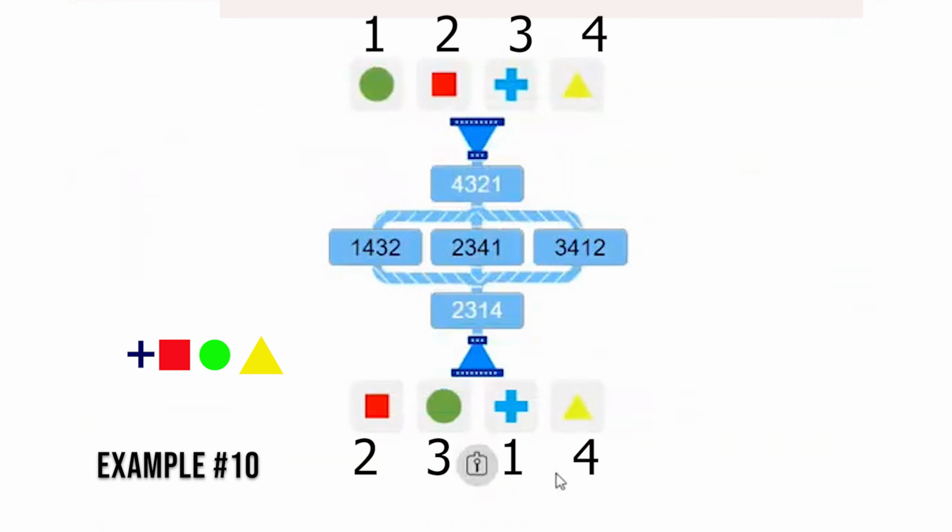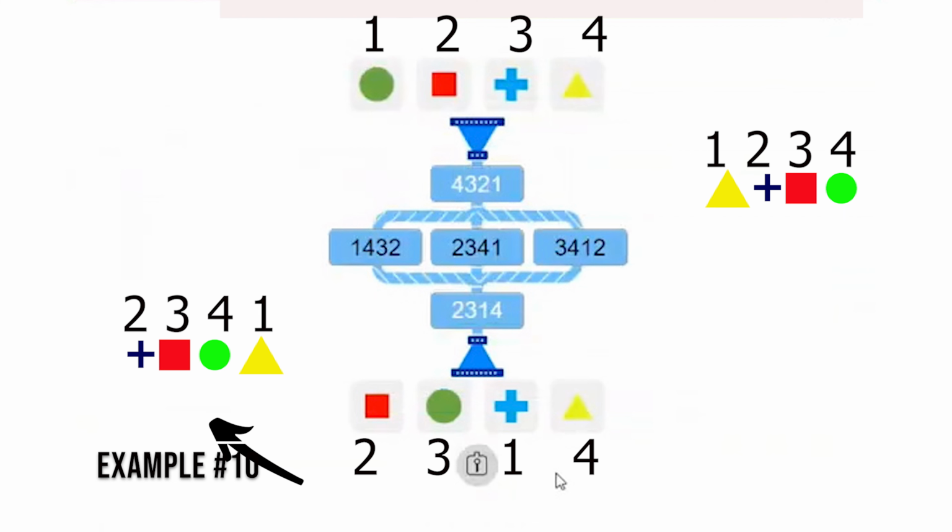Now rearrange them in the order that is in the first branch, 4, 3, 2, 1. So triangle comes first, then comes plus, then comes square, then comes circle. Assign them numbers again in the numeric order, 1, 2, 3, 4. Now the numbers that you've assigned to this row that you drew, assign the same numbers to the row that we drew from the bottom. So plus gets 2, square gets 3, circle is 4, triangle is 1. So 2, 3, 4, 1.